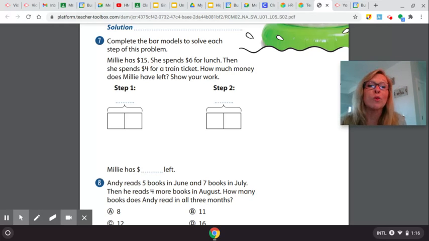So you think how you would solve that, and you're going to pick the answer that is correct here, either 8, 11, 12, or 16.